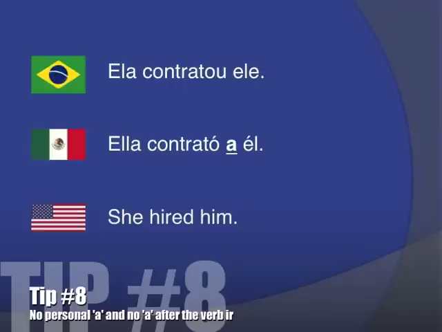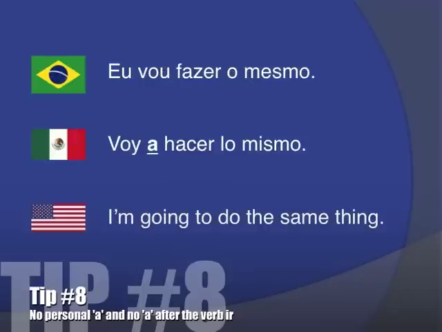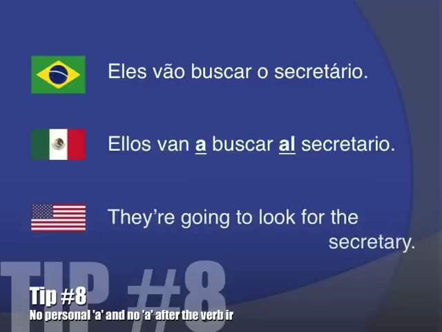And so an example of losing the personal a is Ela contratou ele. Ella contrató a él. She hired him. And then this is an example of losing the a after the going to do something. Eu vou fazer o mesmo. Voy a hacer lo mismo. I'm going to do the same thing. And then together, getting really fancy here, losing both the personal a and losing the a after ir. Eles vão buscar o secretário. Ellos van a buscar al secretario. They're going to look for the secretary.